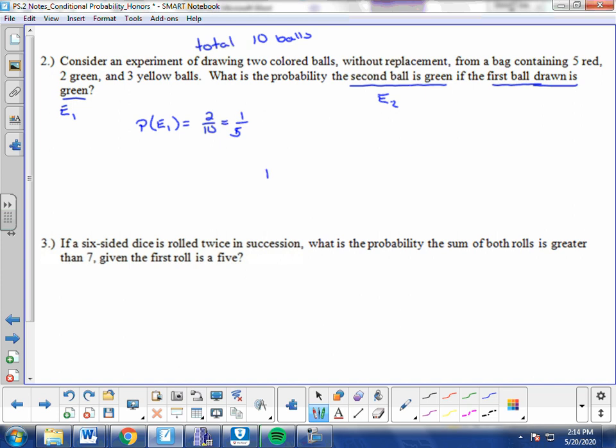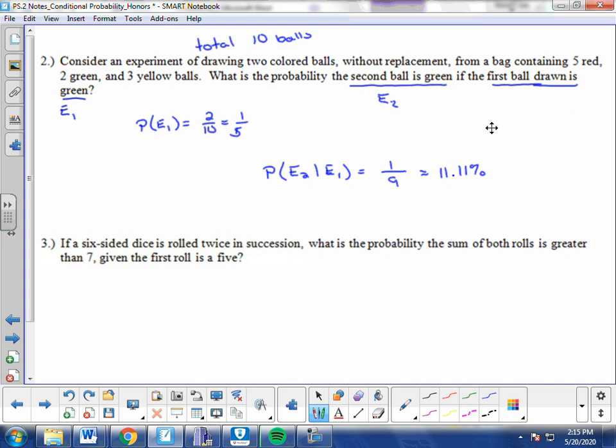But if we are going to draw event 2 based on event 1 occurring, now what we have to think about is, okay, there are 10 total balls. So on the first draw, I take out 1 ball. And now there's 9 total left in the bag. But I also took out a green ball. So for the second ball to be green, event 2, there were originally 2 greens. I took 1 out. Now there's only 1. So now I have a 1 in 9 chance of the second ball being green. And so this would be approximately 11.11% chance.